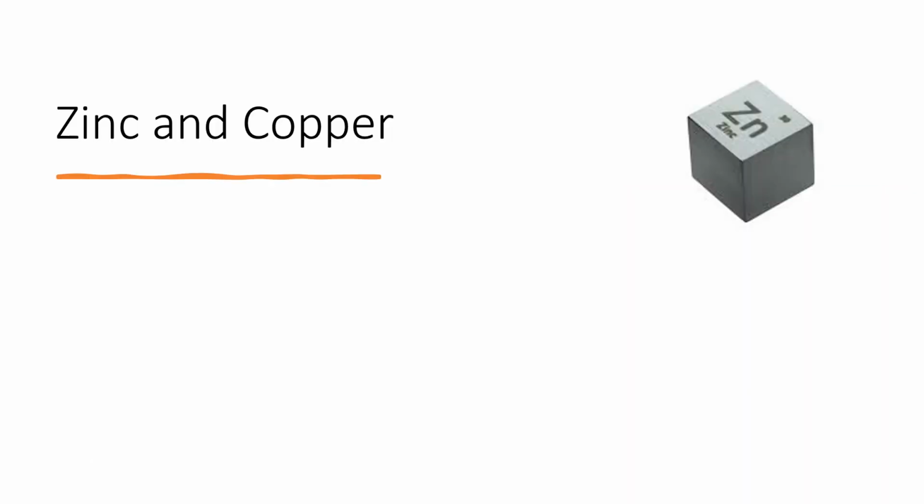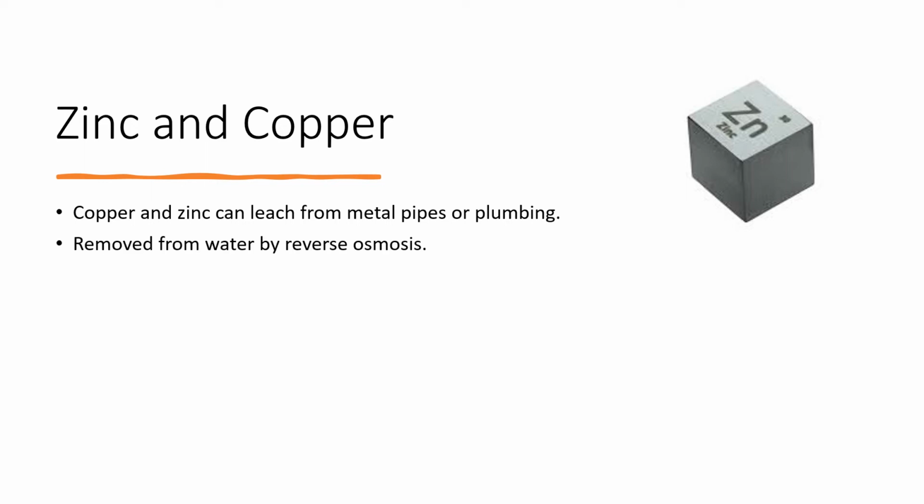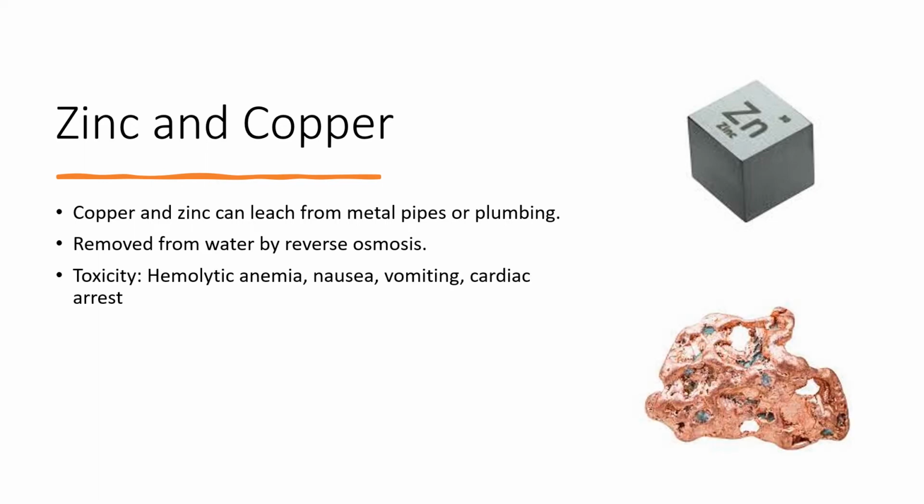Other metals can contaminate the water supply, and these include zinc and copper. Zinc and copper can leach from metal pipes or plumbing into the water, which we then consume or expose our dialysis patients to. Fortunately, zinc and copper can be very efficiently removed from water by the reverse osmosis process. But if there's some problem with the membrane and you develop zinc or copper toxicity, you can see complications such as hemolytic anemia, nausea, vomiting, and arrhythmias, including cardiac arrest.